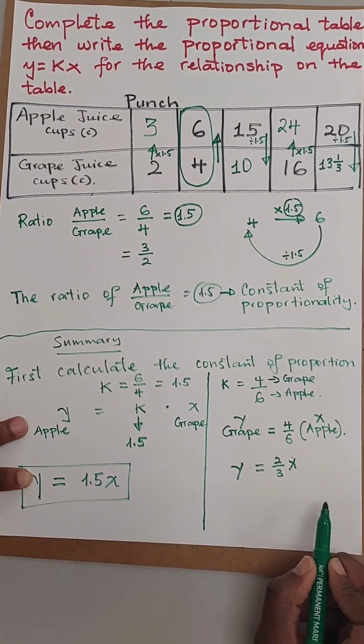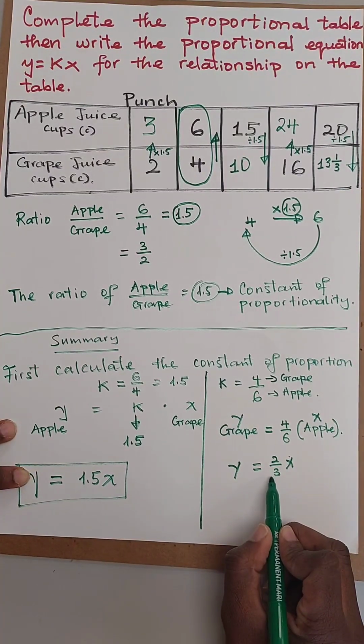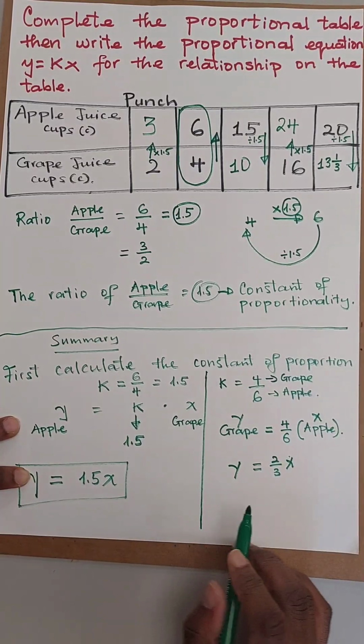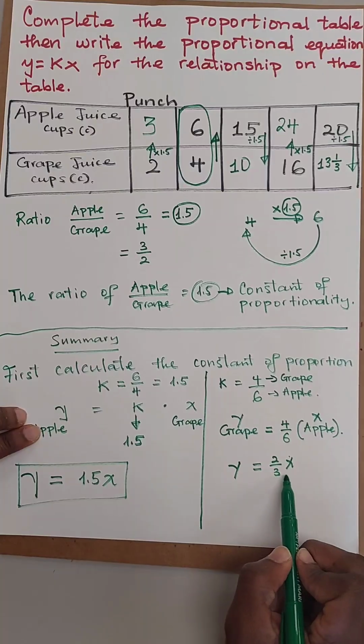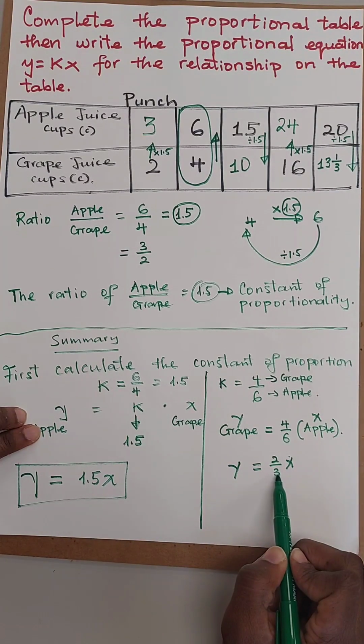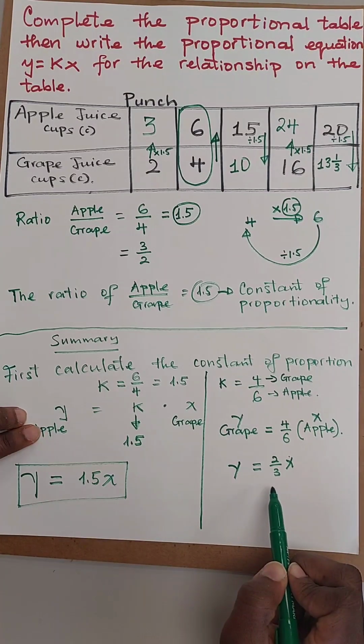But guess what has happened? Your constant of proportionality has inverted. Your constant of proportionality has become the reciprocal. Remember, your constant of proportionality when you are going from apple to grape was 3 over 2. If you are going from grape to apple, it's the reciprocal. Okay, it becomes 2 over 3. Okay, that's just to let you know that your constant of proportionality depends on how you set up the equation.